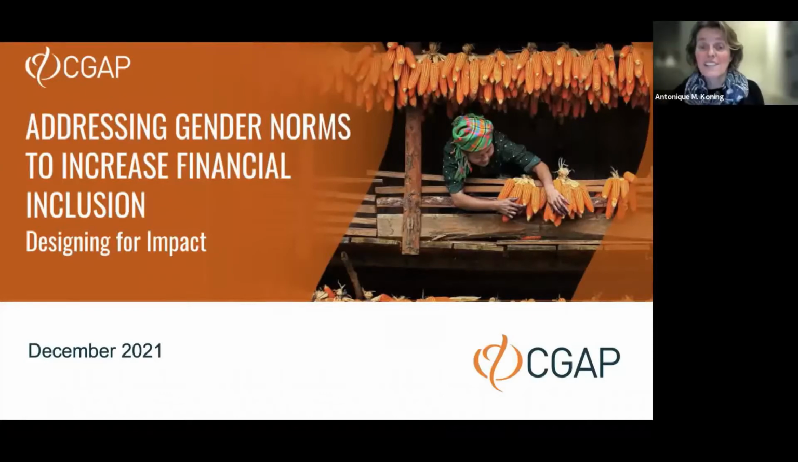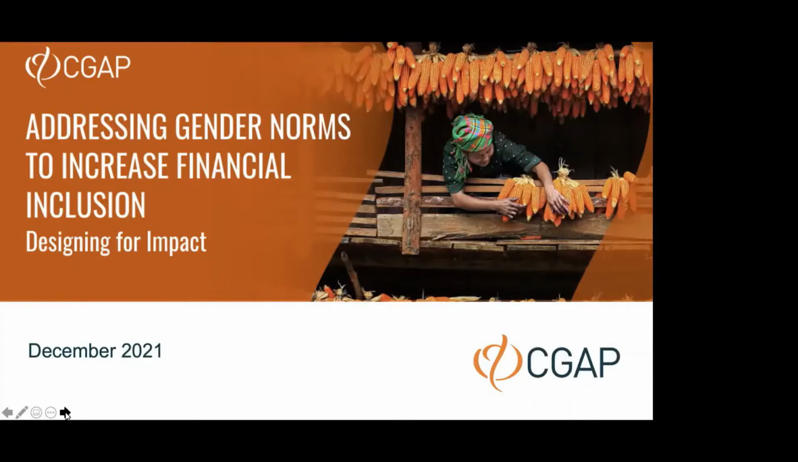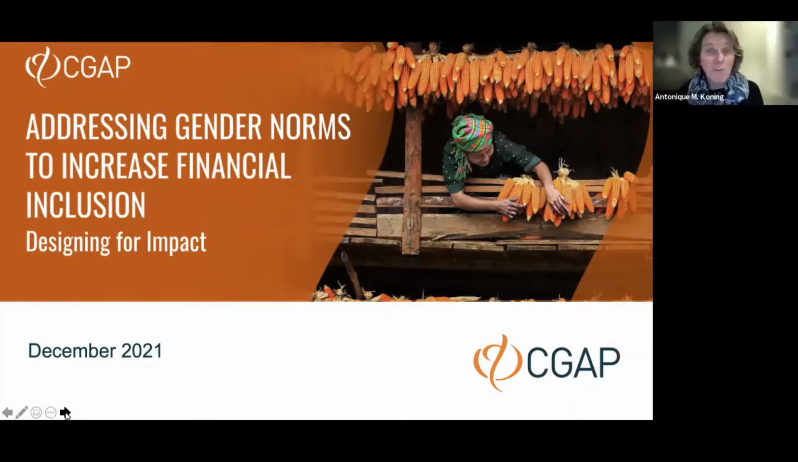Ignoring gender norms can limit the effectiveness and impact of financial inclusion interventions, and in some cases, even have unintended negative consequences. I'm Antonie Koning, Gender Lead at CGAP, and today I will speak to you about a technical guide that CGAP recently published to help funders and market facilitators design interventions that address the gender gap and increase women's financial inclusion and economic empowerment by taking gender norms into account.